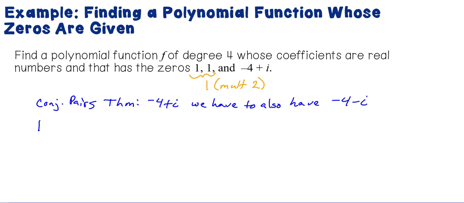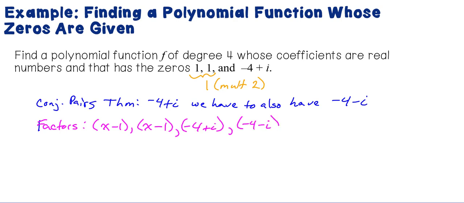So our factors are going to be x minus 1, x minus 1, negative 4 plus i, and negative 4 minus i. Those would be our factors. So to write our polynomial function, we would write f of x equals, we don't know what a is, so we would put an a there. We would put in x minus 1.